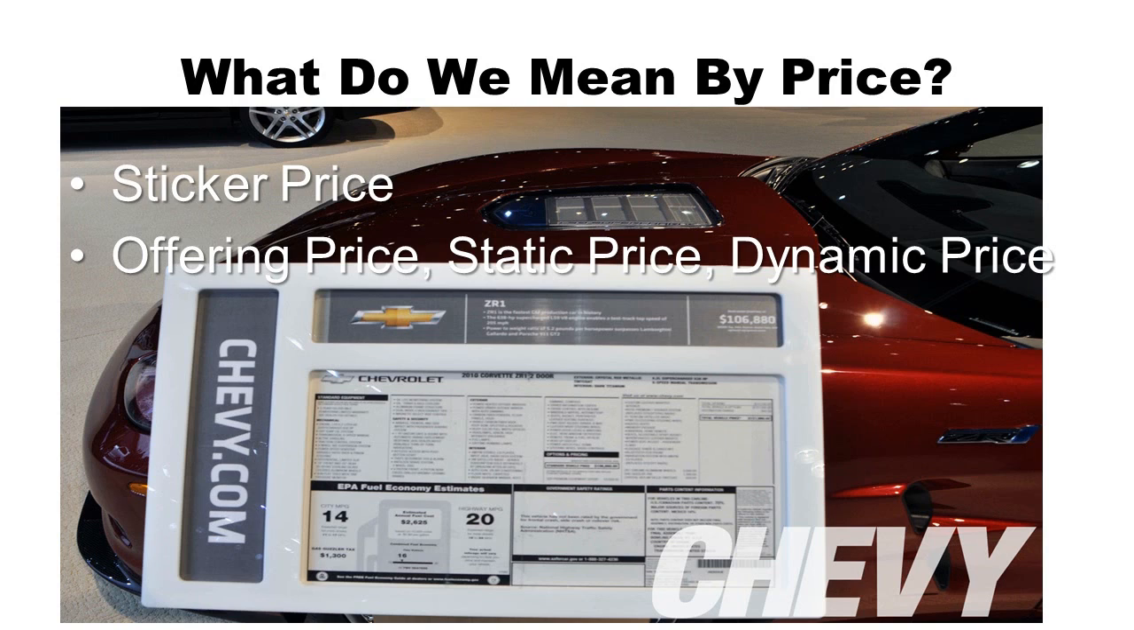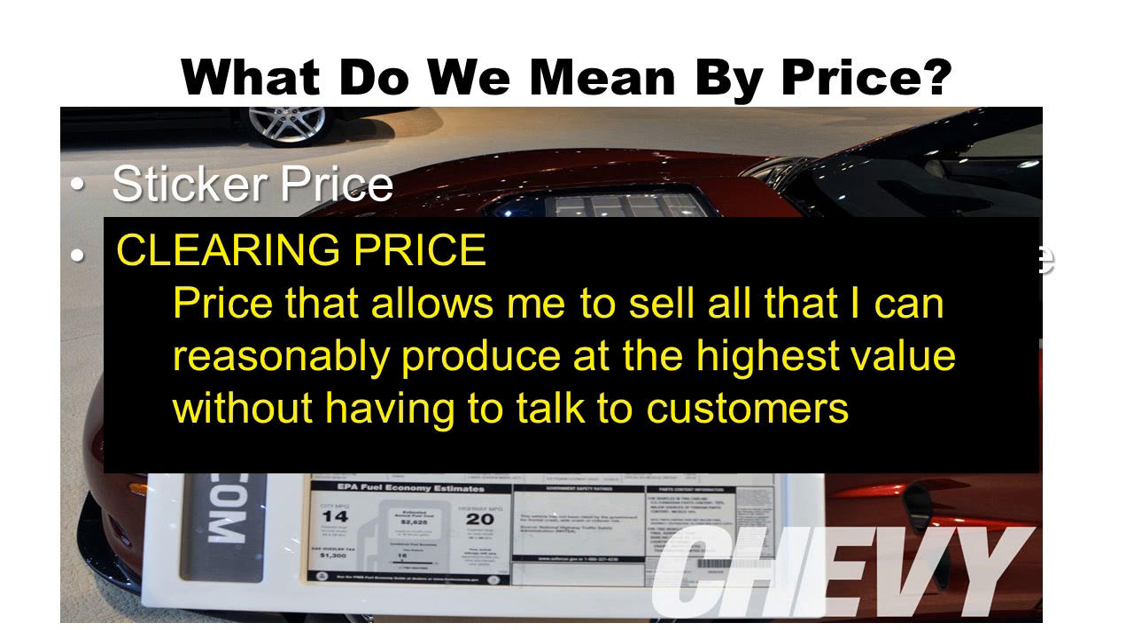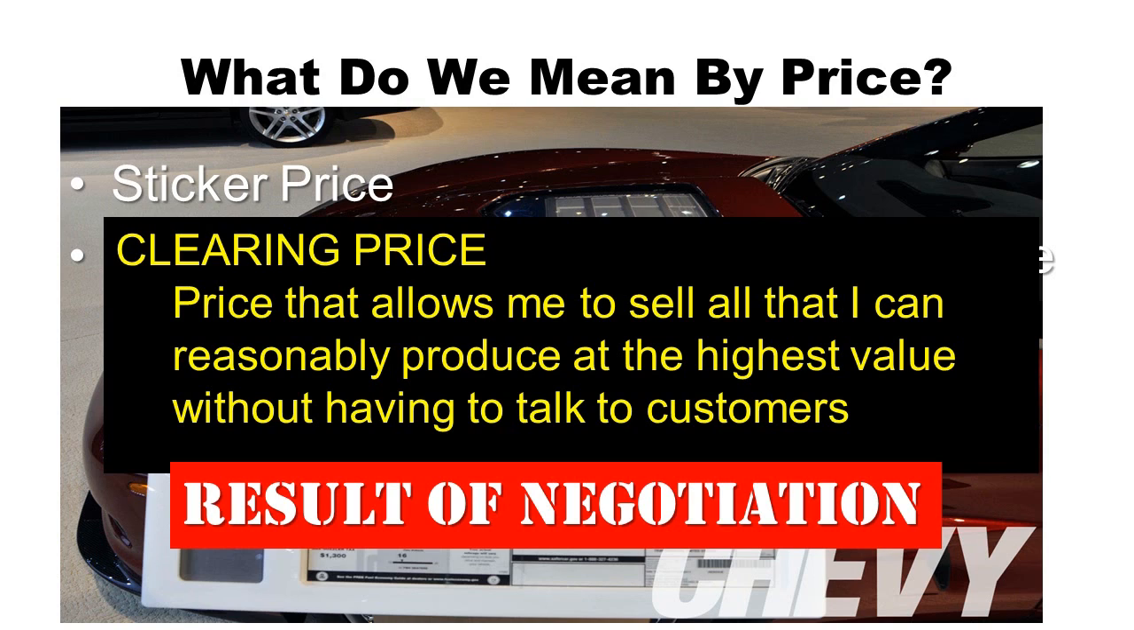There are static prices, $1 for an apple, for instance, or dynamic prices such as 500 apples for 50 cents each, 1,000 for 25. But what we usually mean by price is the concept of clearing price. That's the price that allows me to sell all of my production at the highest value without really having to deal with anyone. Now, that's not realistic because the clearing price is the result of negotiation.